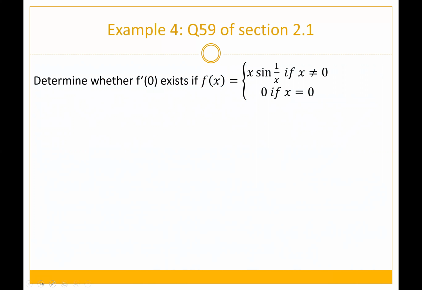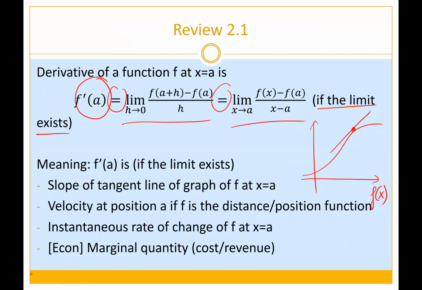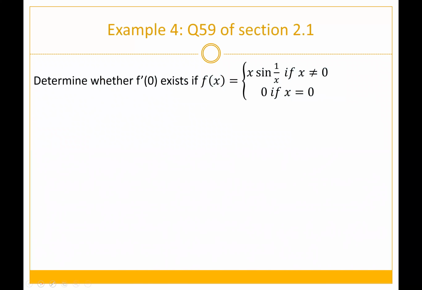So the question is asking us to determine whether f prime of 0 exists, where f(x) is defined by a piecewise function. What we have to do is make sure that the function is continuous before you can look at the derivative. Actually, you don't really need to check, but it is continuous. Let's determine if f prime of 0 exists.